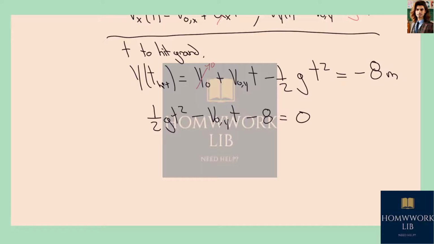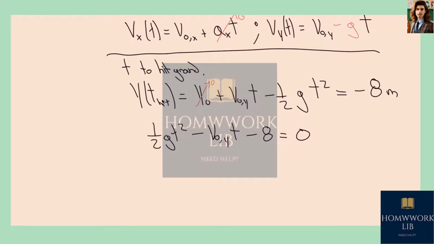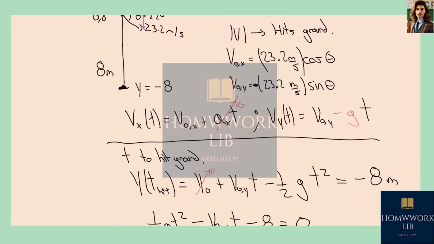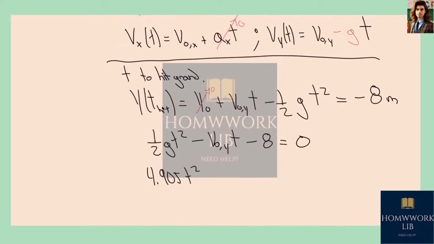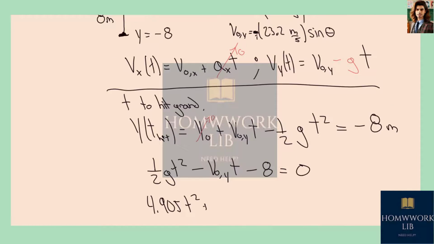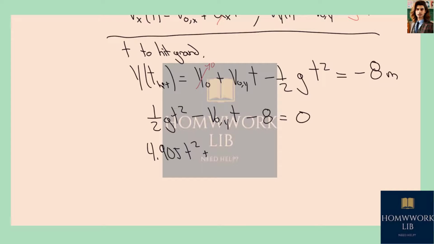So replacing the values with the appropriate ones, we're going to get over here 4.905 times t squared. The minus for the initial velocity is going to cancel out with this minus over here. So we're going to end up with plus 23.2 times sine of 22 degrees times t. This value over here is going to be equal to 8.69807 on t, minus 8 equal to 0.